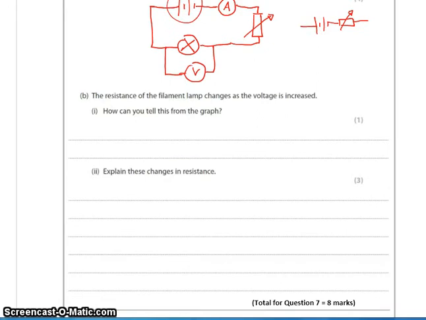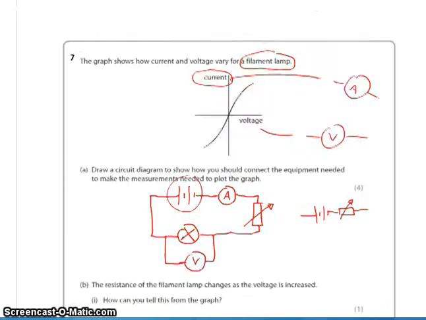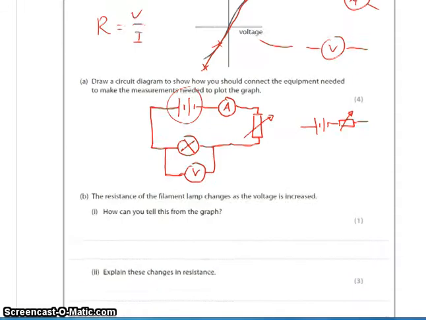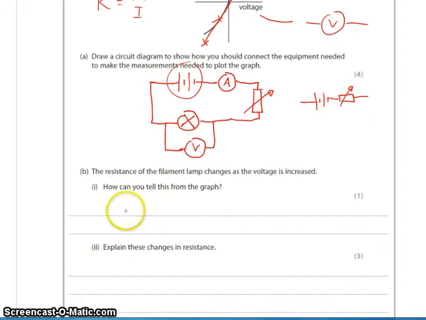The resistance of the filament lamp changes as the voltage is increased. How can you tell this from the graph? Well, resistance is voltage over current, so if the resistance stays the same, the ratio of the voltage to the current stays the same. Now that's only the case if you've got a straight line. So if I've got a straight line, the voltage and the current ratio is the same at all points, but in this case it's not. So how can I tell this from the graph? It's non-linear. Okay, it's a curve, the gradient changes, something along the lines of that.